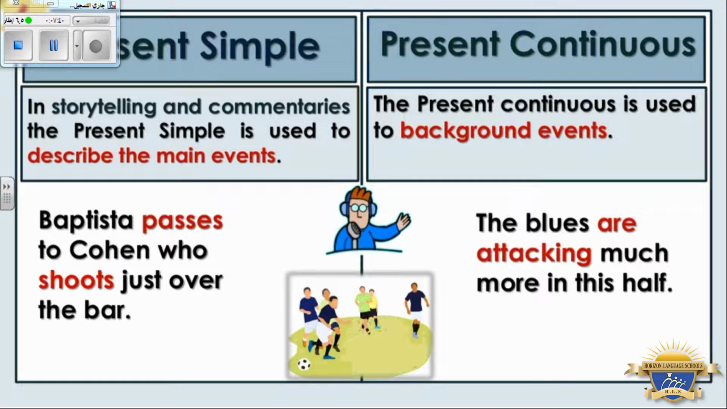Again, I can use the present simple with storytelling, like Batista passes to Kahim who shoots just over the water. So I am telling the story. Right now I'm watching a match, so I'm telling you the story. And the present progressive is used for background events, like the Blues, I mean the blue team. So the Blues are attacking much more in this half. So this is my idea of this half, or the second half, this is my background, the whole idea.